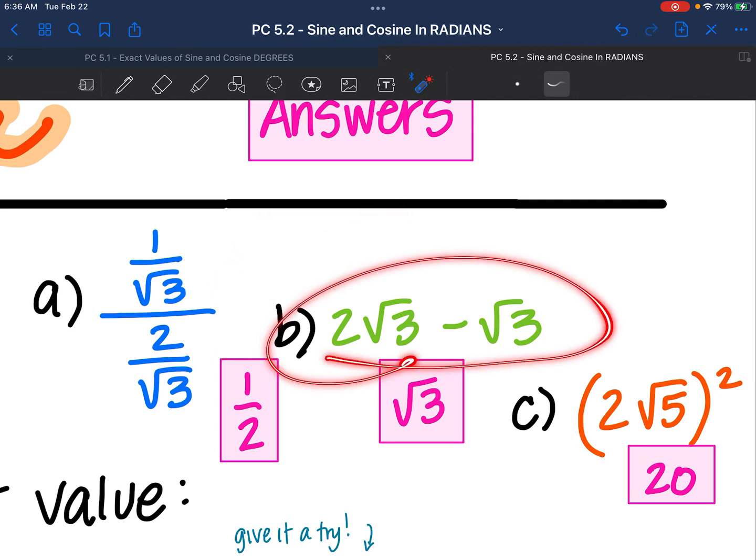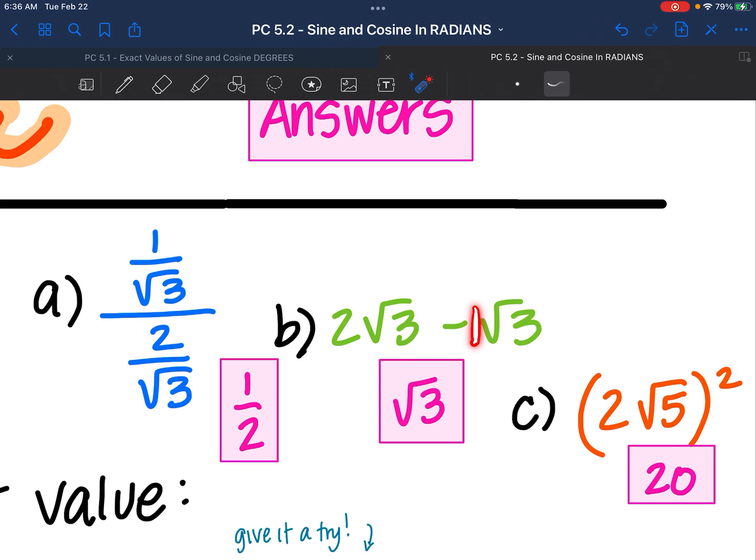All right, subtracting radicals, remember there's that 1 in front of it, so essentially you're taking 2 root 3 minus 1 root 3, which is just root 3, or 1 root 3.